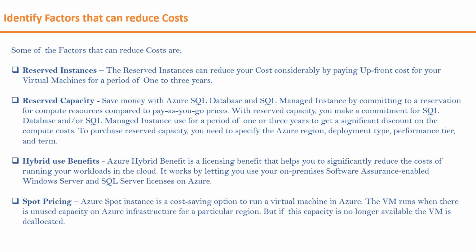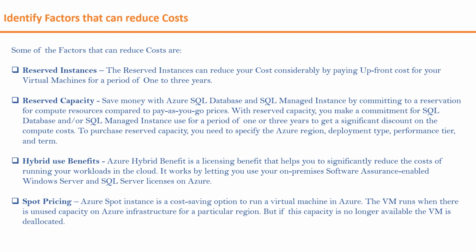Identify the factors that can reduce the cost. Some of the factors that can reduce the cost are reserve instances, reserve capacity, hybrid use benefits, spot pricing. First, we'll start with reserve instances. The reserve instances can reduce your cost considerably by paying upfront cost for your virtual machines for a period of 1 to 3 years. Next is reserve capacity.